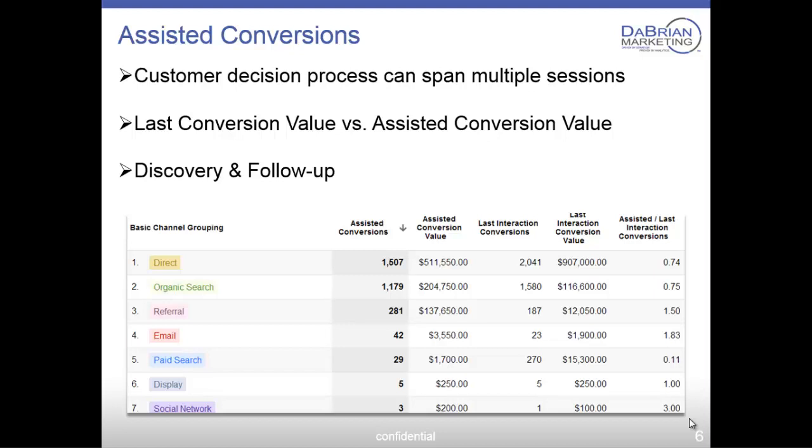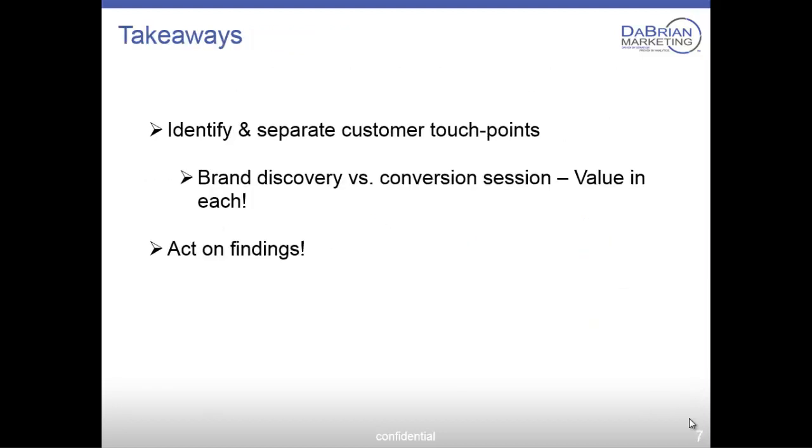So just a couple takeaways from this presentation. You're going to want to identify the different customer touch points and separate them accordingly. Figure out where people are actually discovering your brand versus when they're actually converting, when they're purchasing, when they're filling out a form. There's value in each of these touch points, and they should not be discounted or ignored.